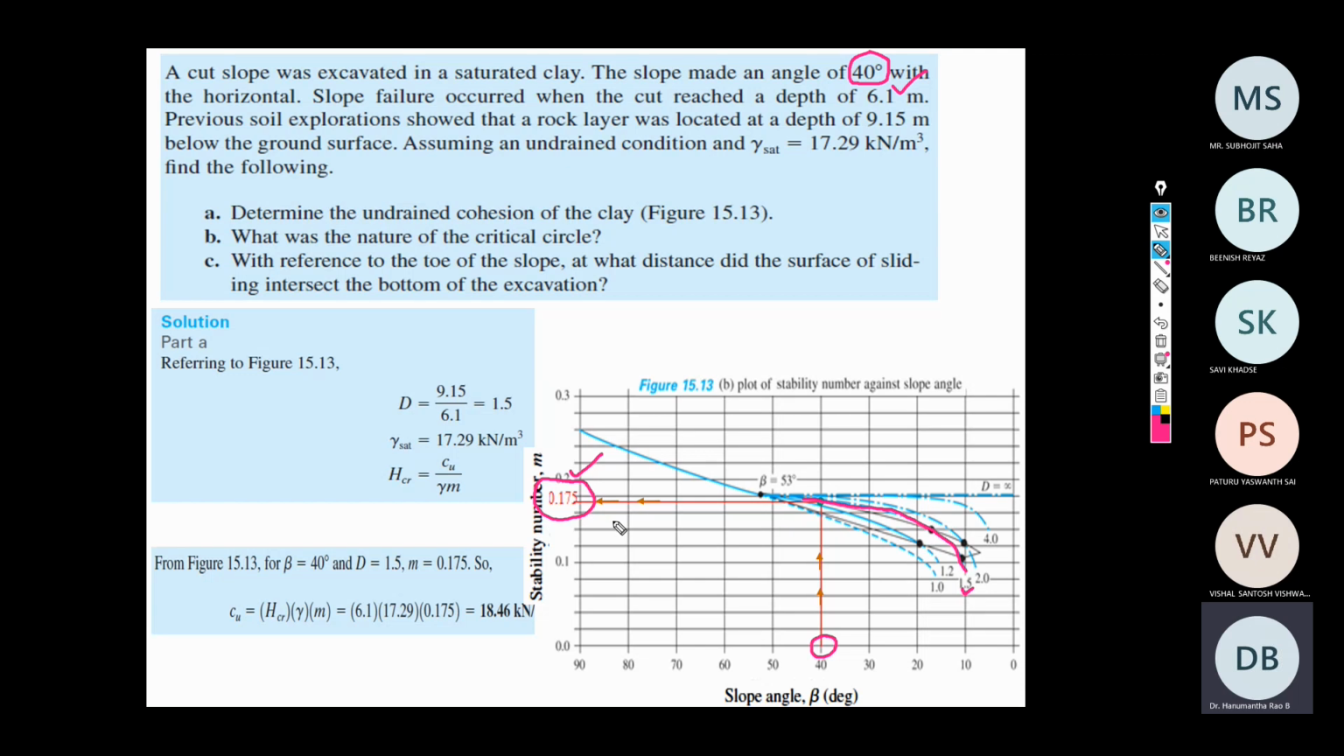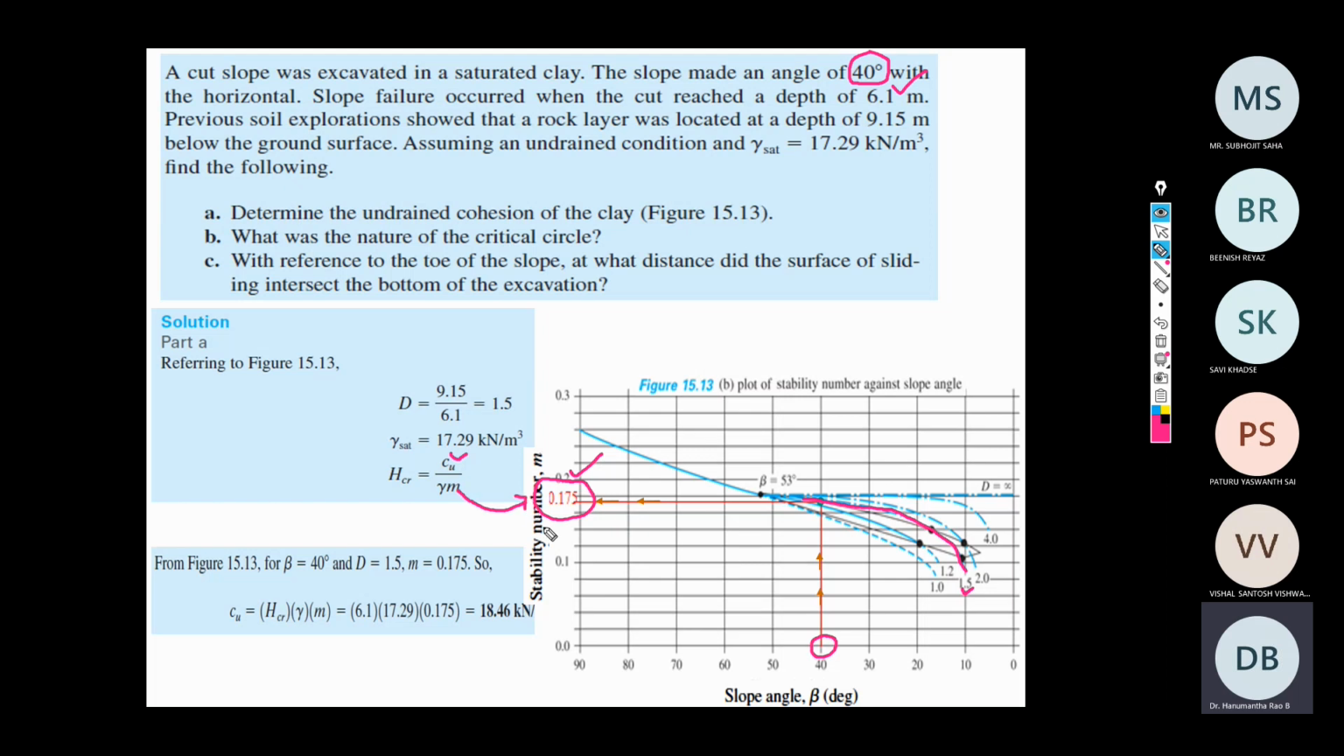Okay, so now gamma sat has been given as 17.29. Therefore, you know the stability number M is equal to Cu by gamma H. But you are asked to determine the undrained cohesion. That means the height of the slope is known, that is 6.1 meter. So the only unknown is Cu. So Cu can be written as Cu is equal to gamma into H into M, where M is 0.175.